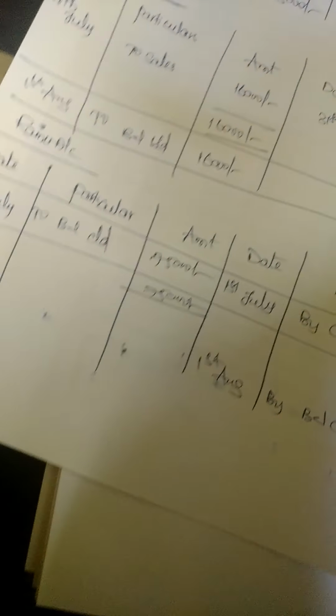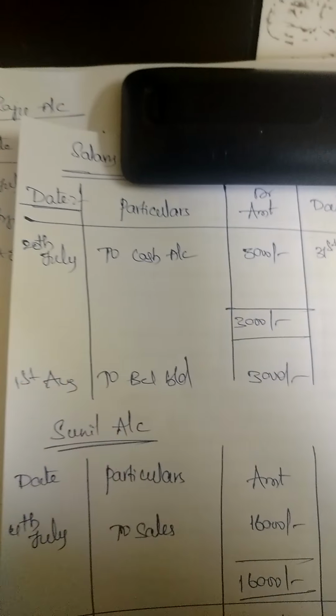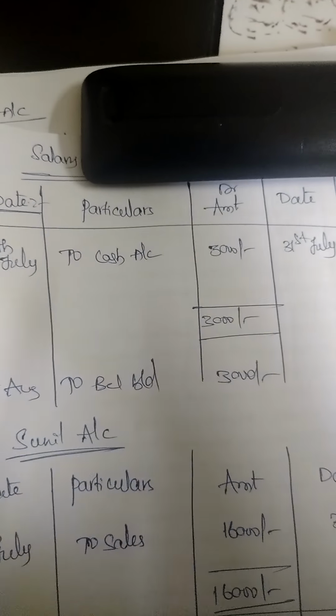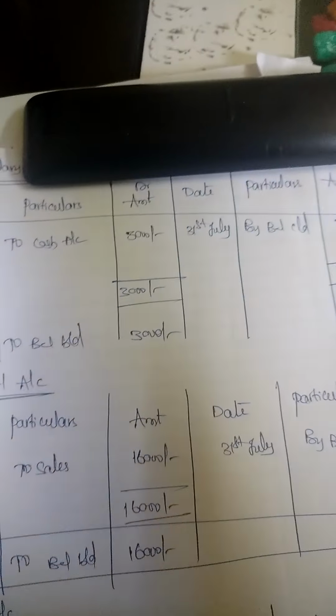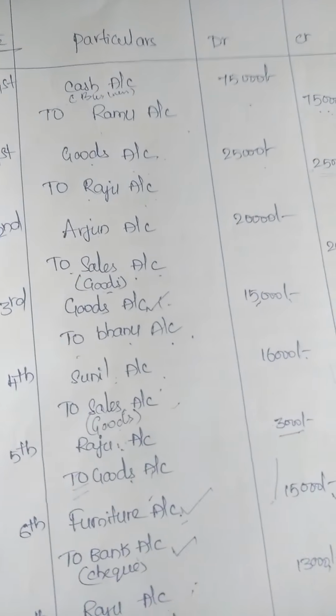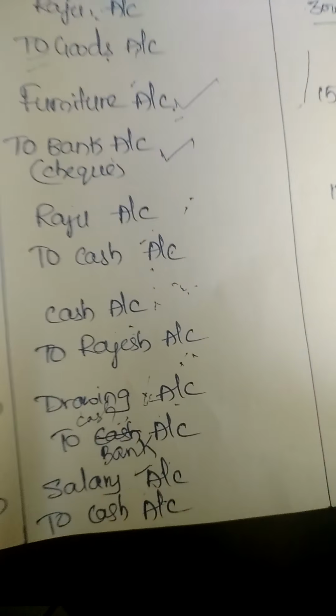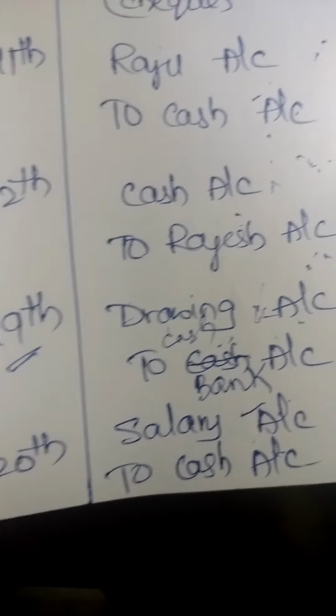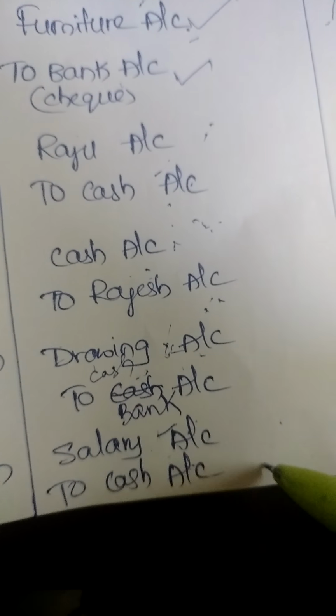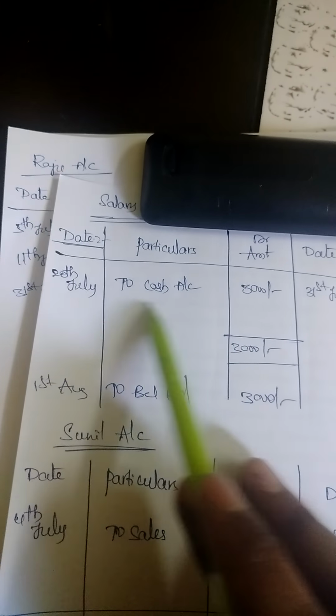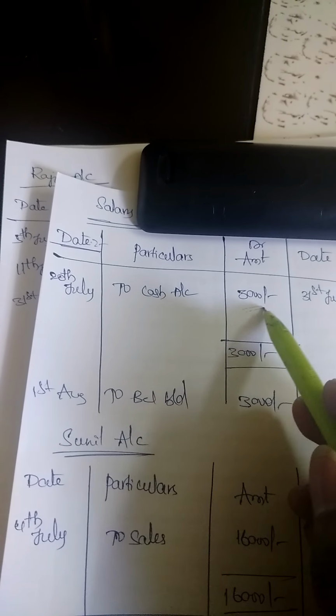Next, after the furniture account, we are going with the salary account. Salary account: date, particulars, to cash account. Here the same format we have to maintain for all the transactions we are posting in the ledger. Coming to the salary account, I think we have only one transaction with the salary account, given at the end of the problem. Yes, on 20th July salary account, that is to cash. Only one information we have, so 20th July, to cash we have to write. The amount is 3,000 rupees.